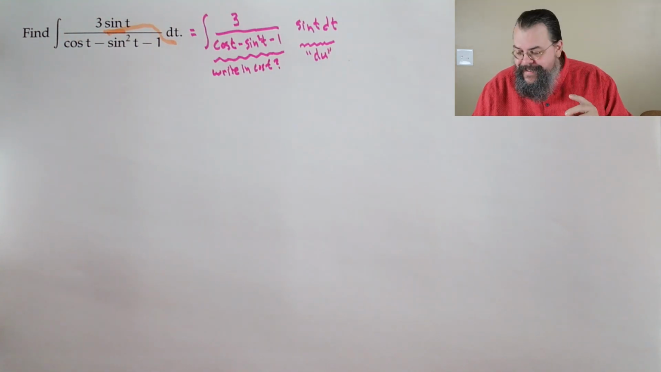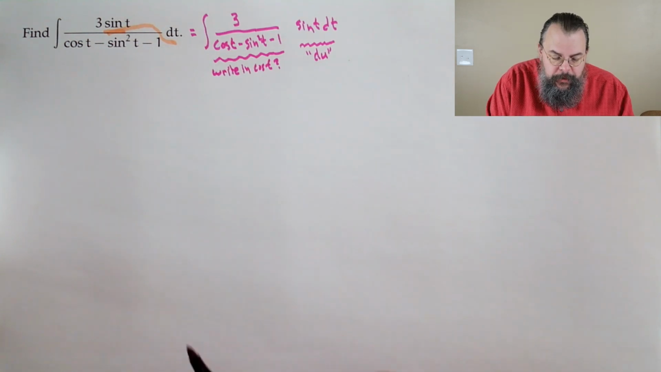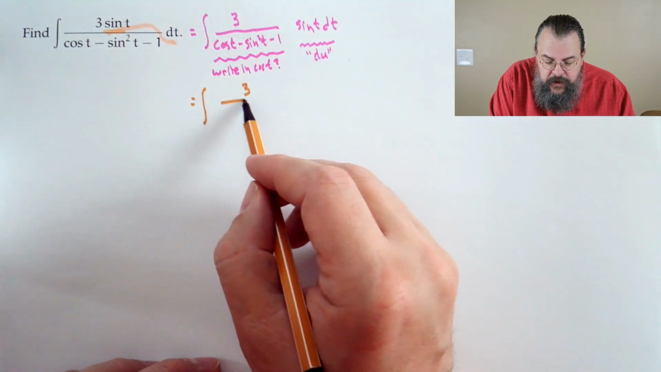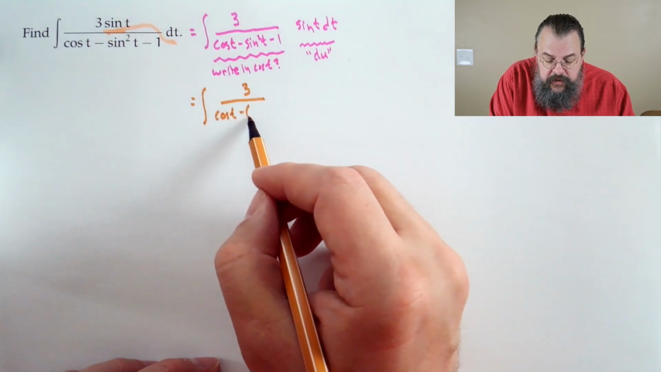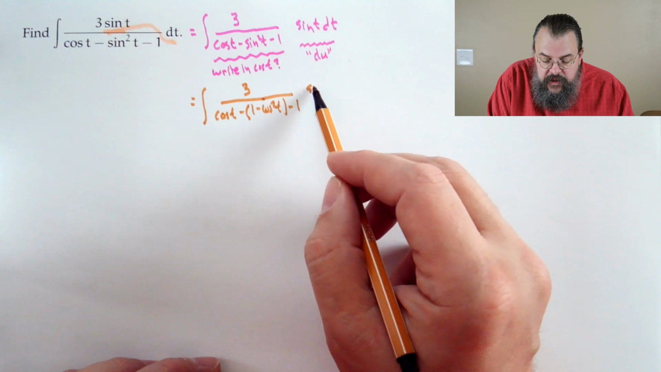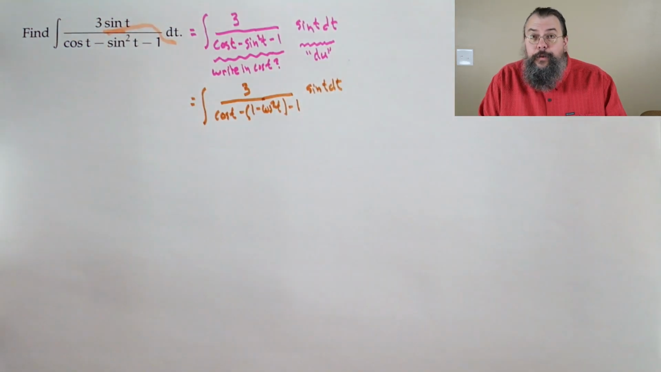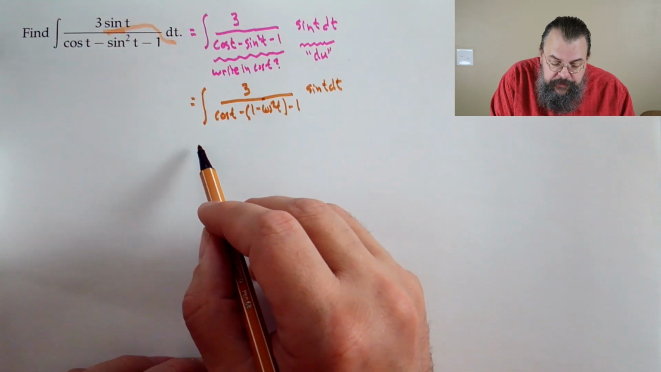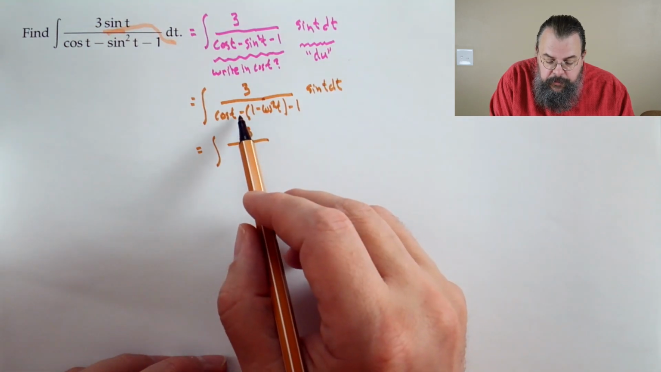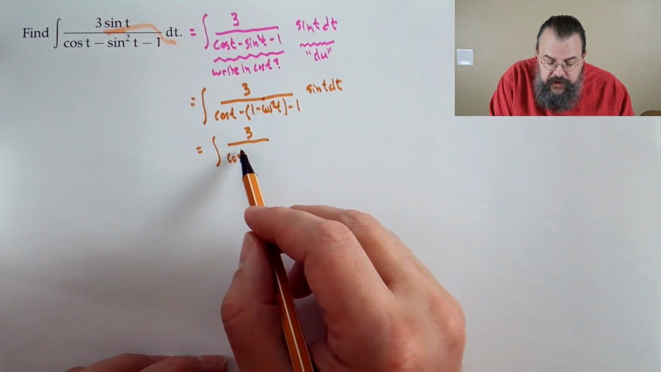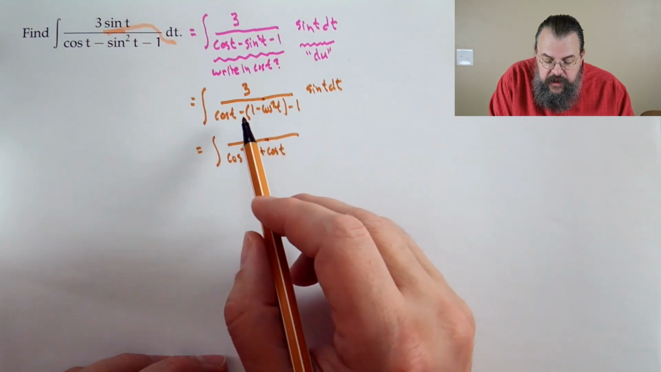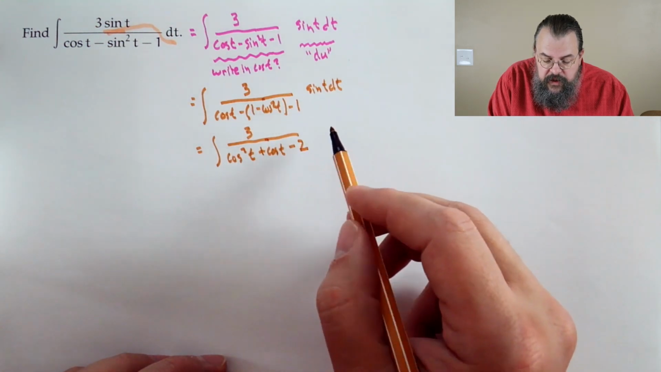Aha, idea. Well, what's the idea? We're going to rewrite that. So this is really the integral of 3 over cosine t minus 1 minus cosine squared t minus 1, sine t dt. Great. Wonderful. Well, let's clean that up. What is that? Well, that's the integral of 3 over, minus minus makes a plus, so I'll put that in front, cosine squared t, then plus a cosine t, and then minus 1, minus 2. All right.